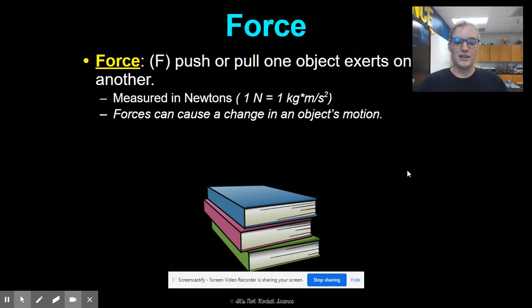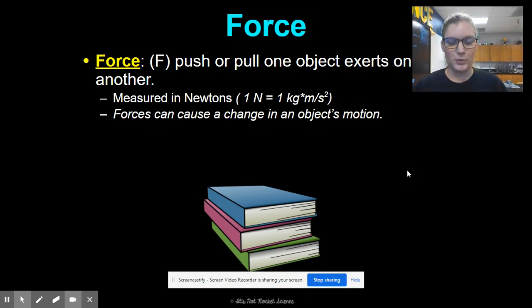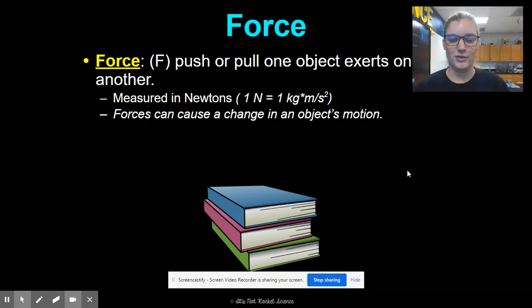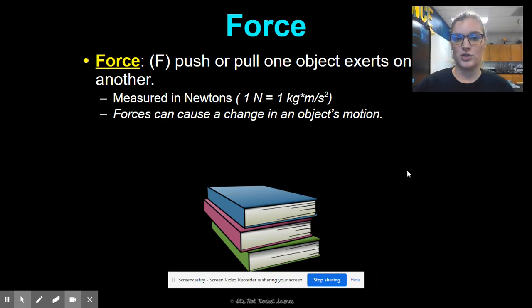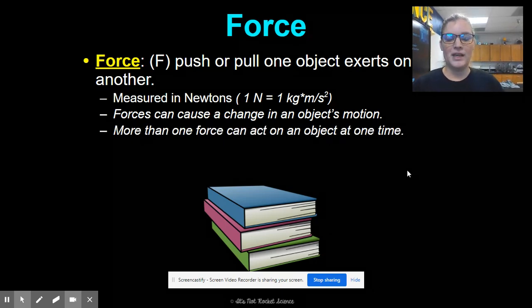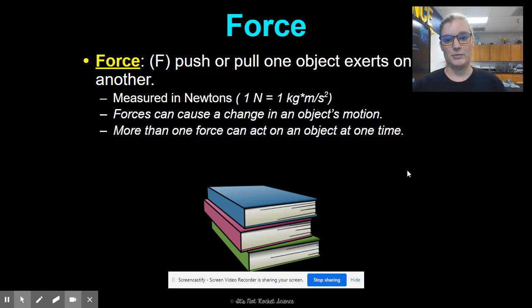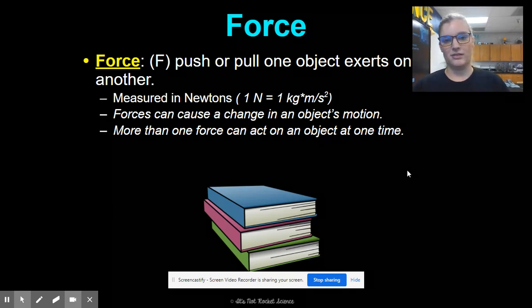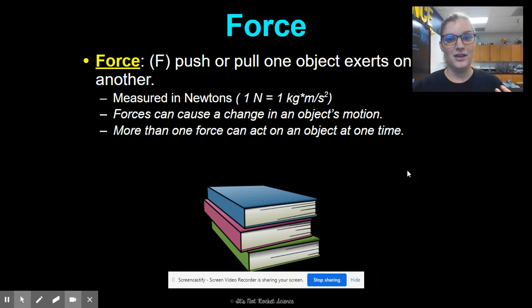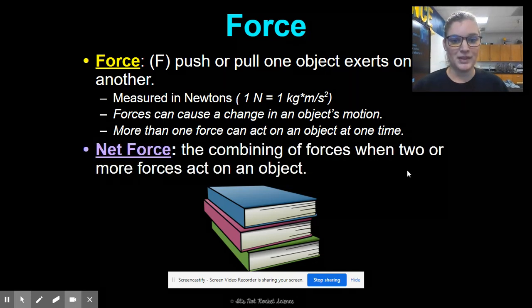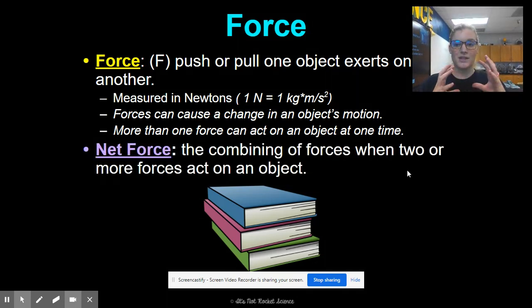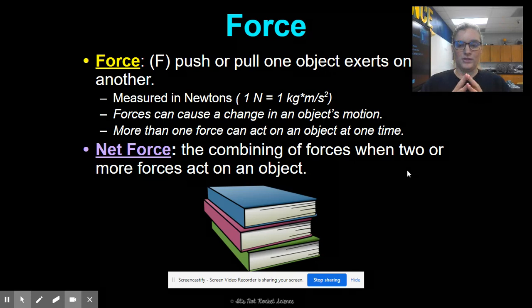And the forces can cause a change in an object's motion. When you push or pull something, depending on a few different things, you're usually going to change the way something is moving. And we can have more than one force acting on an object at a time. In fact, almost in every single instance, there are several forces acting on everything, even if it's not moving. And so the net force is when you combine the forces that are acting on an object and you decide what the end result is. And we'll talk about that more here in just a second.